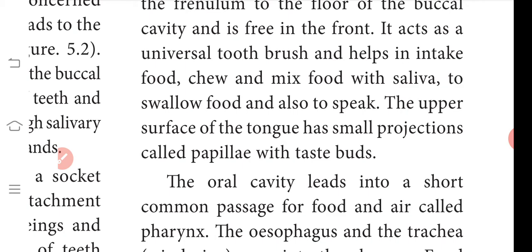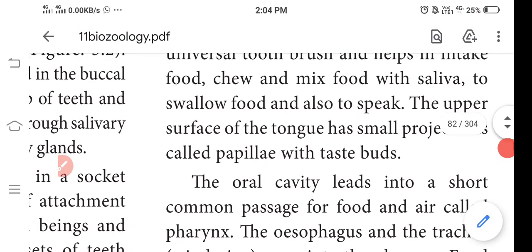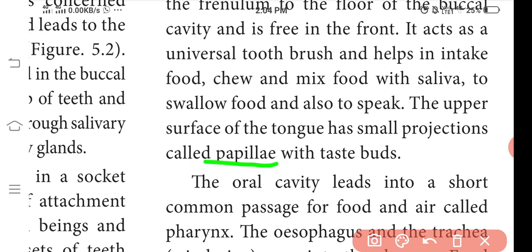Okay, and the upper surface of the tongue has small projections called papillae. What is it called? Papillae. So these papillae are found to have the taste buds. Okay, do you know what a taste bud is? When the food is tasted, that is transmitted to the brain. Follow? That is transmitted to the brain through the nerves to know the taste. Do you follow? So these taste buds are connected directly to the nerves.